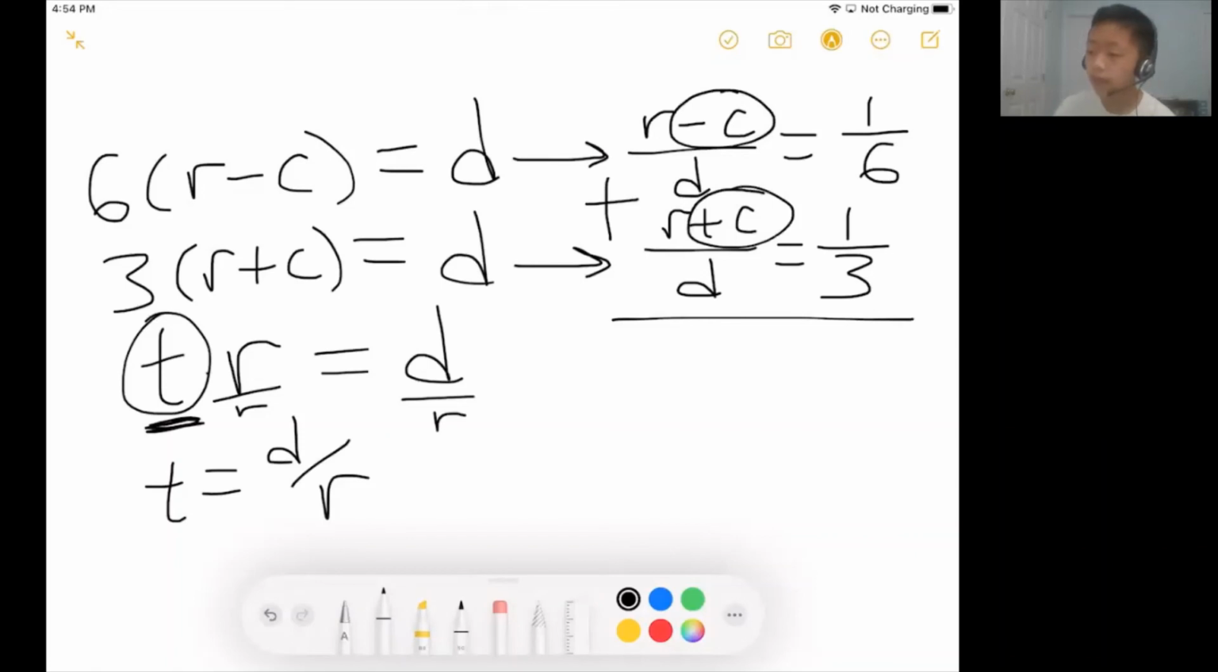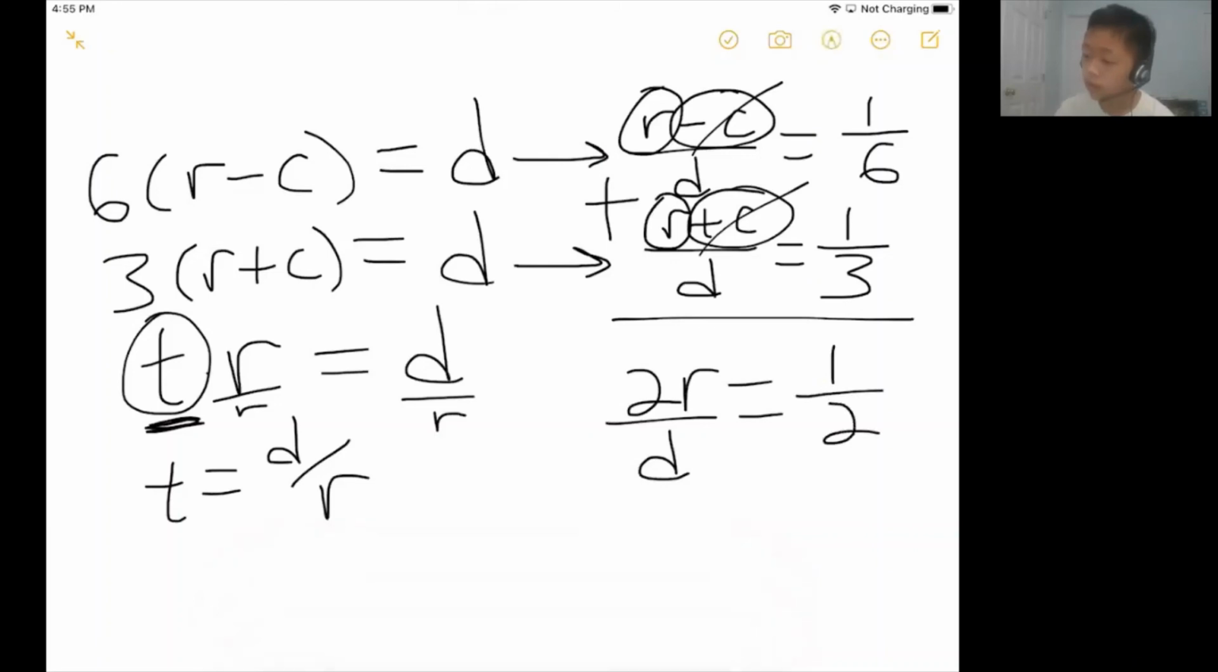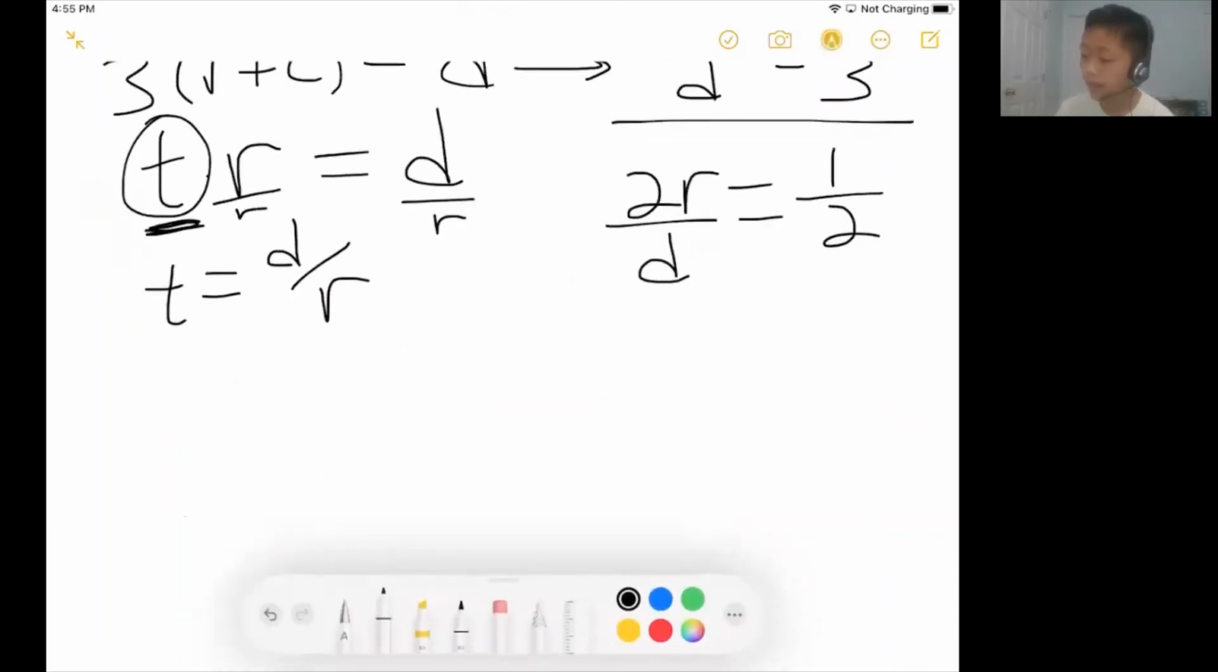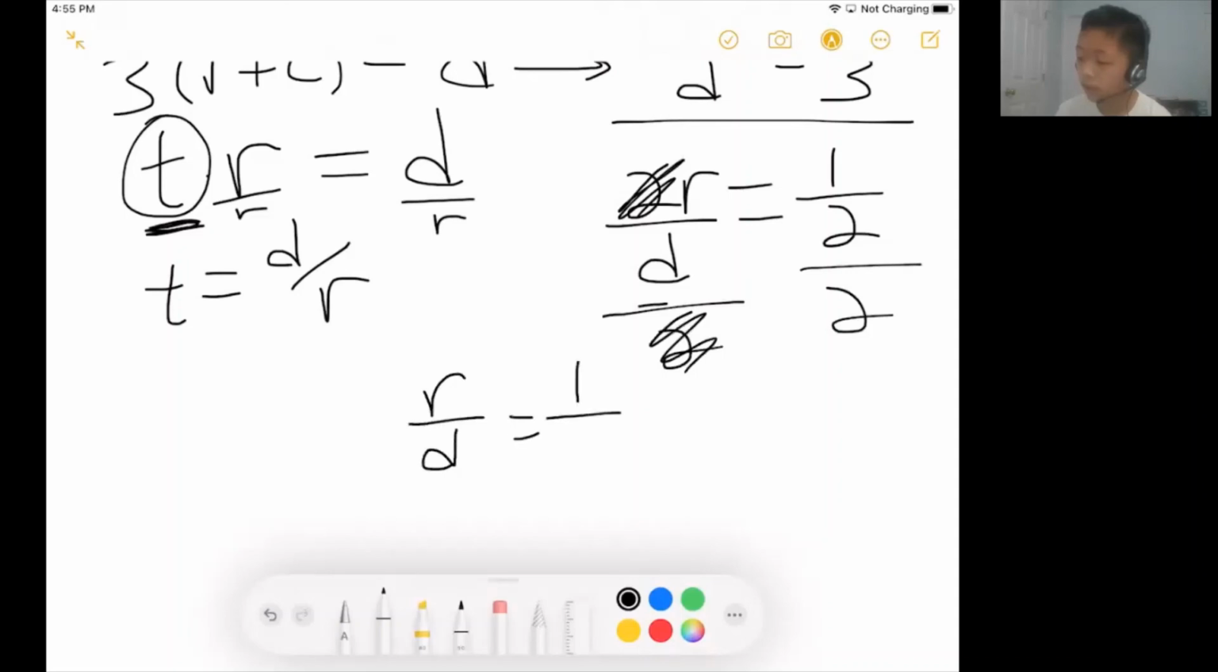If you add the left sides, you have an r and another r, so that has a sum of 2r, and the c's cancel out, and the denominator is d. On the right side, you have 1 over 6 plus 1 over 3, and that equals 1 over 2. Now we can divide both sides by 2, and this would cancel out. So I'd have r over d is equal to 1 over 4.